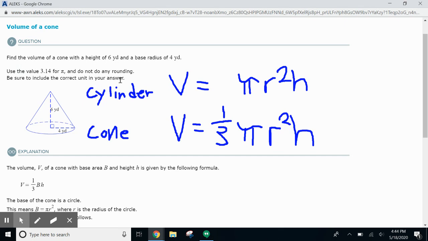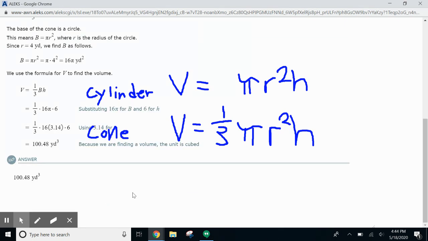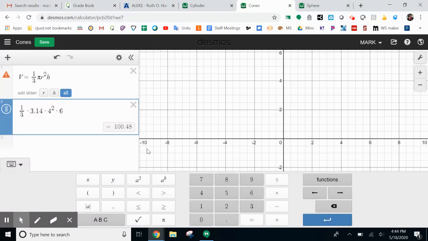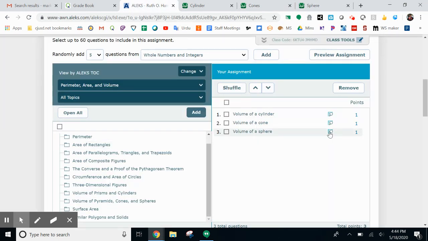Use it and do not do any rounding on this one. Okay, well, there we go. 100.48. Don't have to round at all. Okay, so now let's go to another problem with a sphere.